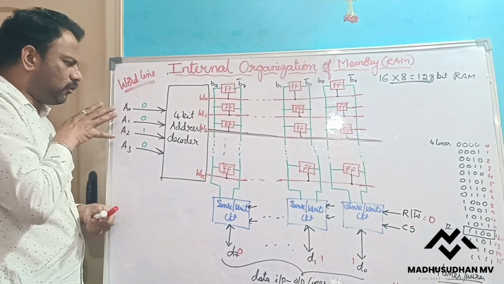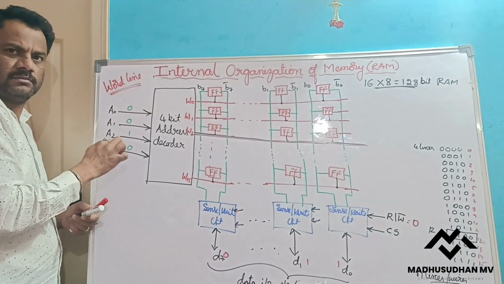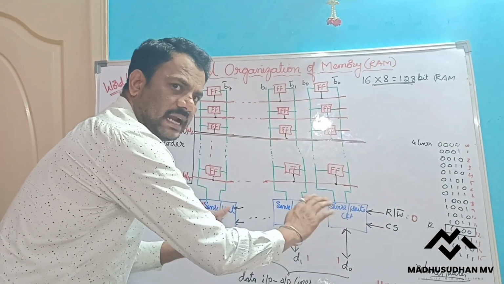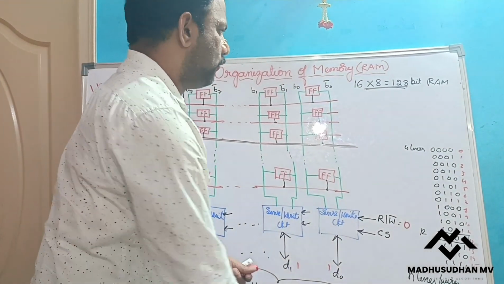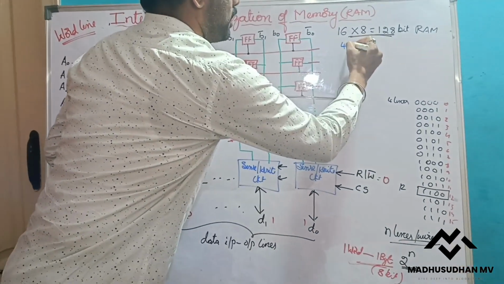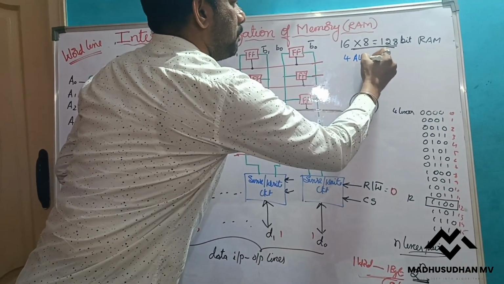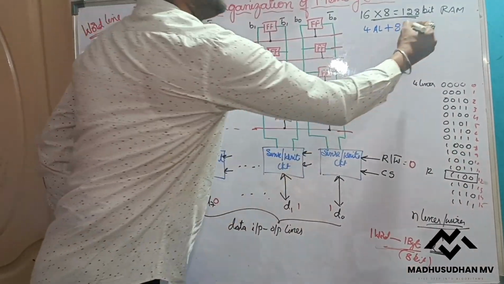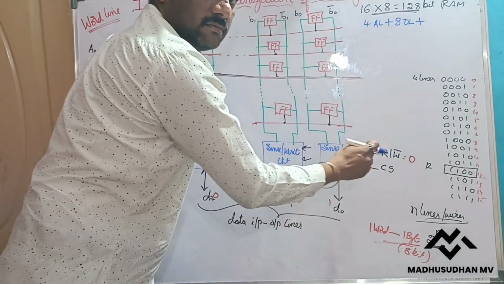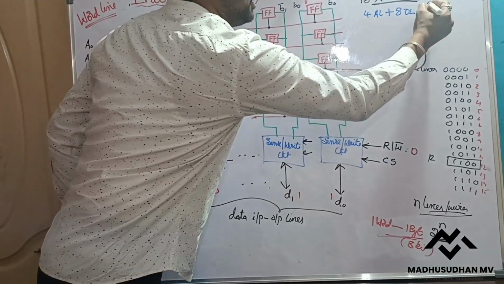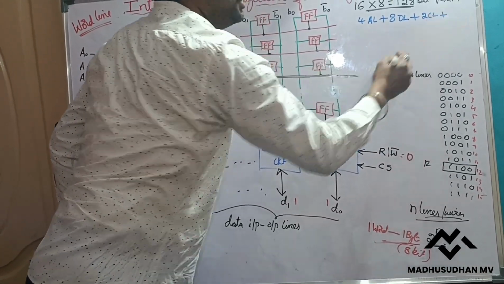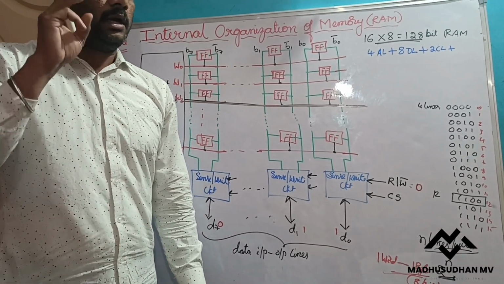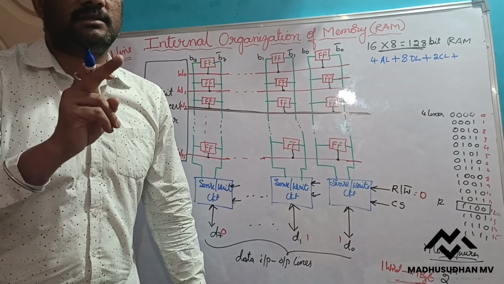Externally, I have to give these 4 inputs. So totally there are 4 address lines, and I am taking the data input-output lines from these 8 lines. So 4 address lines plus 8 data lines, these are the data bus, plus these 2 control signals: one is read/write, another one is chip select. Plus, in order to pass power, we need power supplies: one is VCC and one is ground.